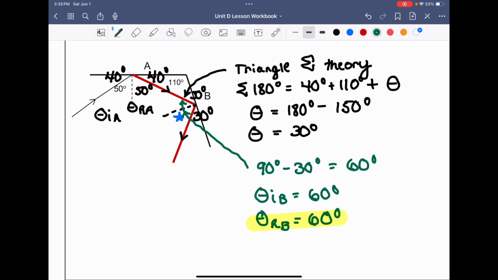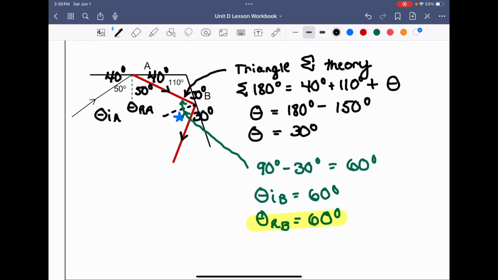Now, you're clearly seeing how a lot of this can be done using mental math. However, you want to be as clear as possible, so make sure you're using the idea that right angles add up to 90, and triangle sum theory, where the interior angles of a triangle all add up to 180. And if you can write out as much as you can, just to make sure you're getting the correct answer, that would always be a good idea.